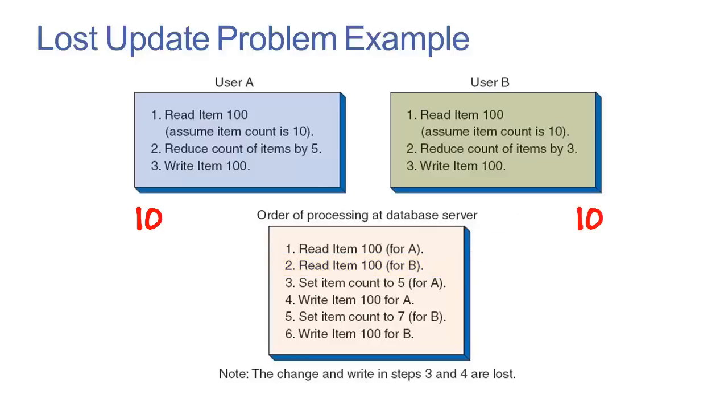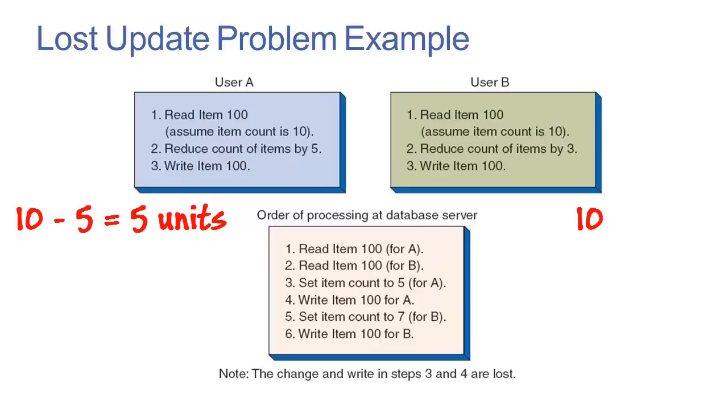User A then would attempt to set the number of units of item 100 in inventory to 5. That is, our salesperson has sold 5 units, so we are subtracting 5 from 10. 10 minus 5 is 5. Therefore, user A is attempting to set the new value of the quantity of item 100 available to 5 units.